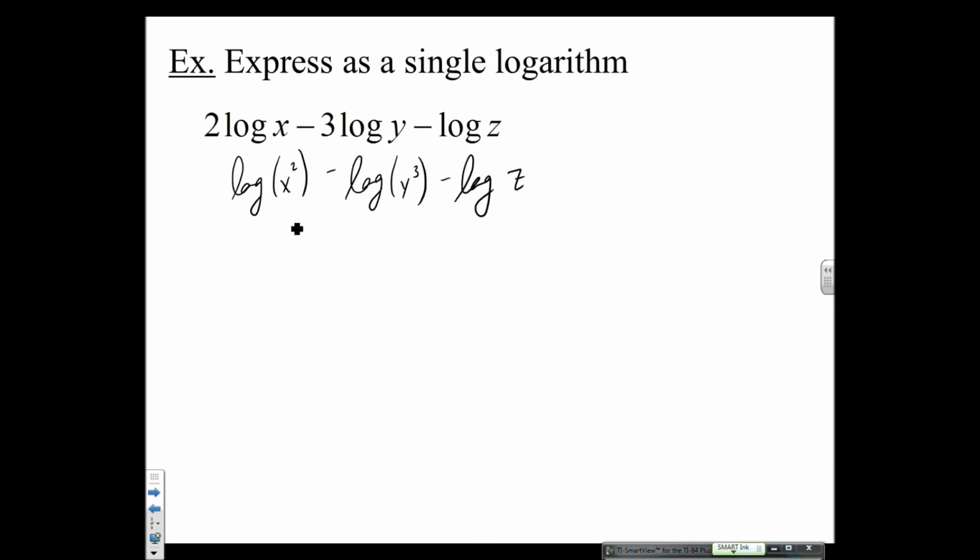And now we learned that if we are subtracting 2 logarithms, we can combine those by dividing the insides. So we're going to have an x squared divided by y cubed, and we're also subtracting the log of z, so I'm also going to divide by z. So there's my answer. So just a real basic example. Again, you guys have seen these before, but just to remember what it is that you could be asked to do.